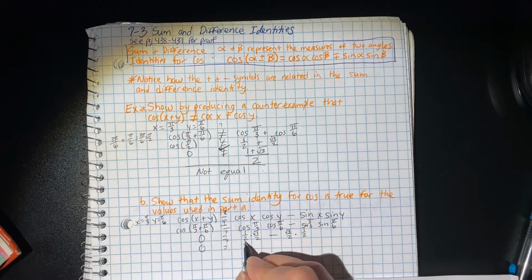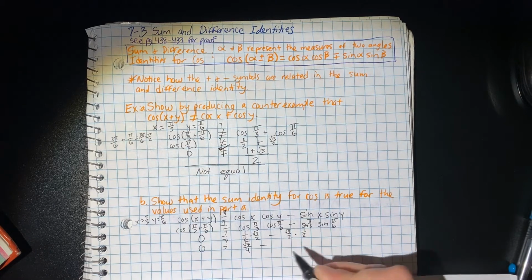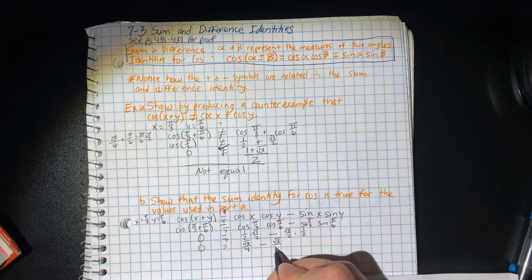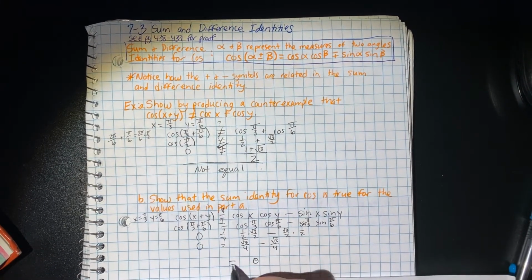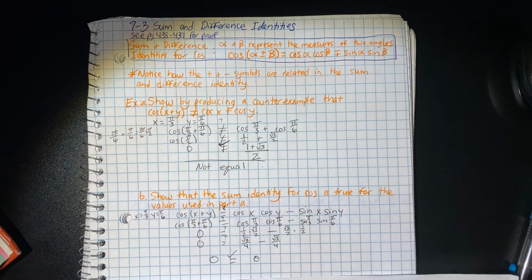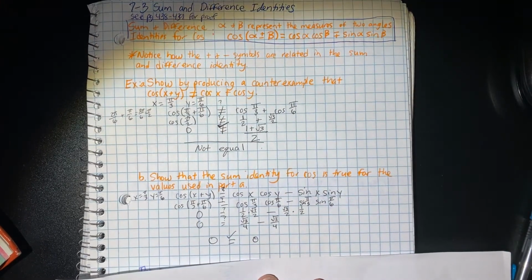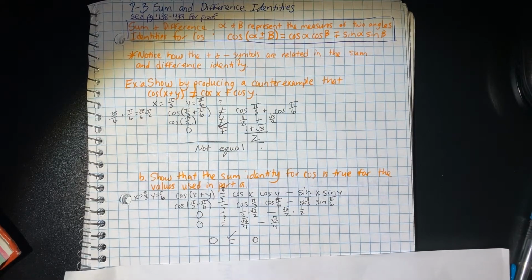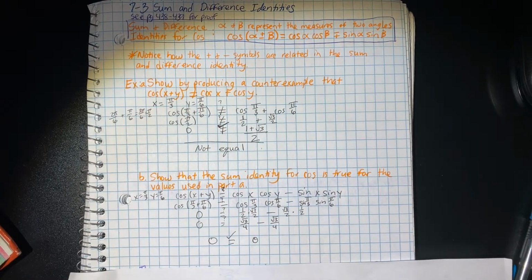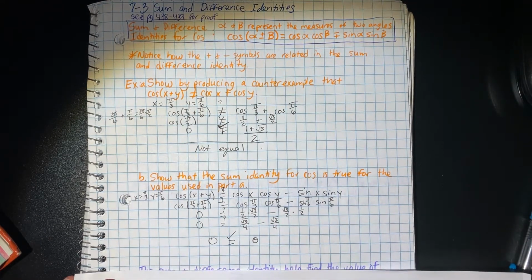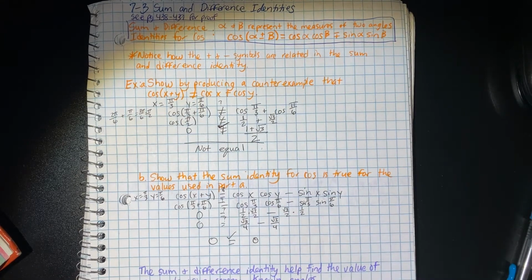So we have square root of 3 over 4 minus the square root of 3 over 4. So 0 equals 0. Check. So that proves that the sum identity works. Okay. We could also do the difference identity if we wanted to, but believe me, it works. All right.